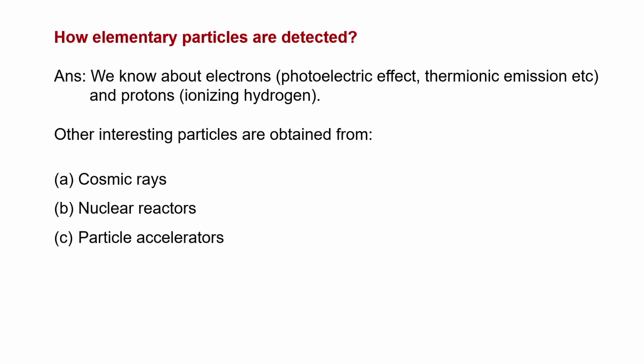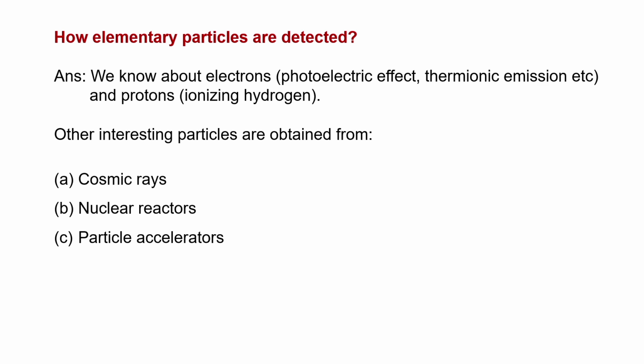So, how would these elementary particles be detected? We know about electrons, we have already studied them: photoelectric effect, thermionic emission, also from Compton effect. We know about protons as well, which are obtained by ionizing hydrogen. Hydrogen is the simplest atom, which has one proton at the nucleus and one electron in the extranuclear region, in the outermost orbit. There is just one orbit.